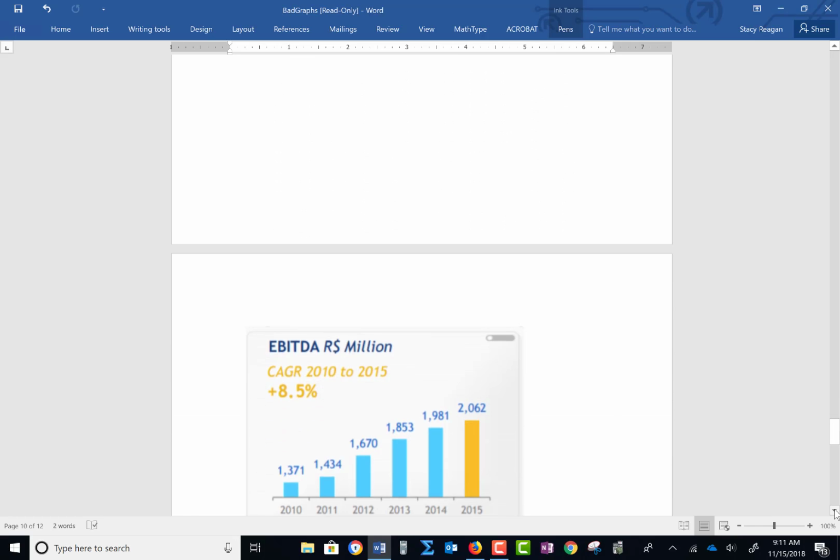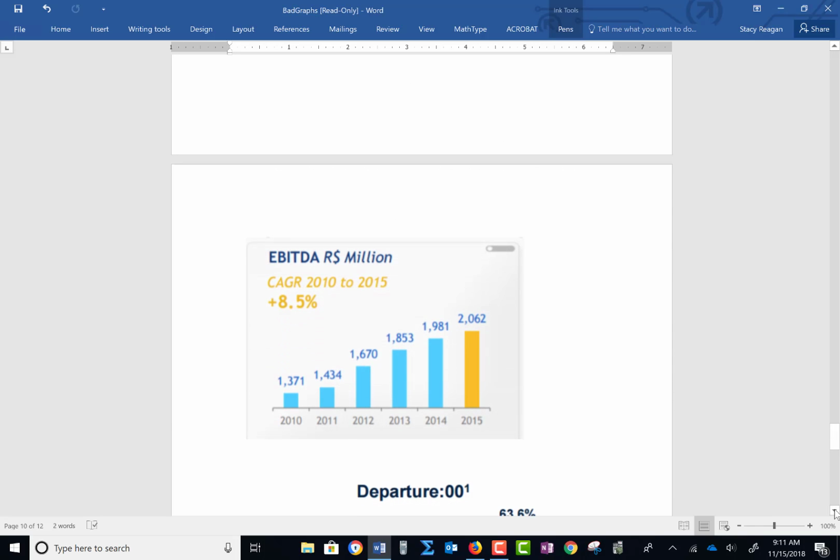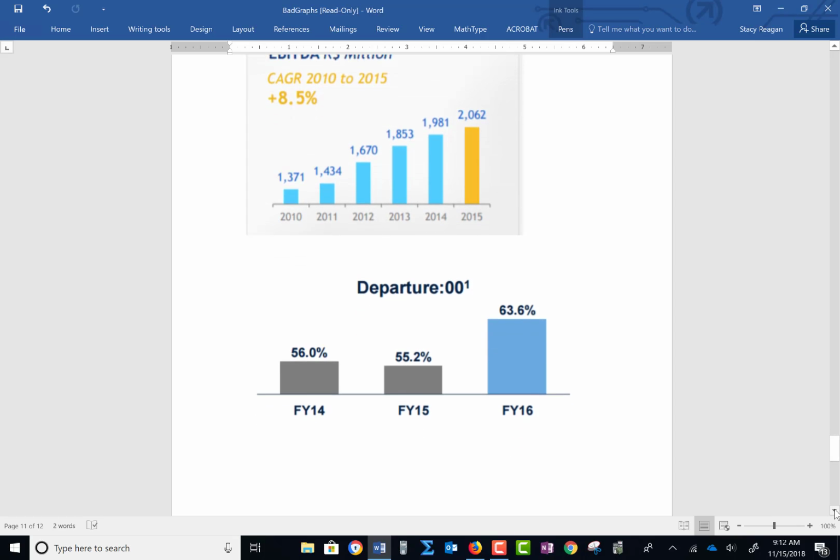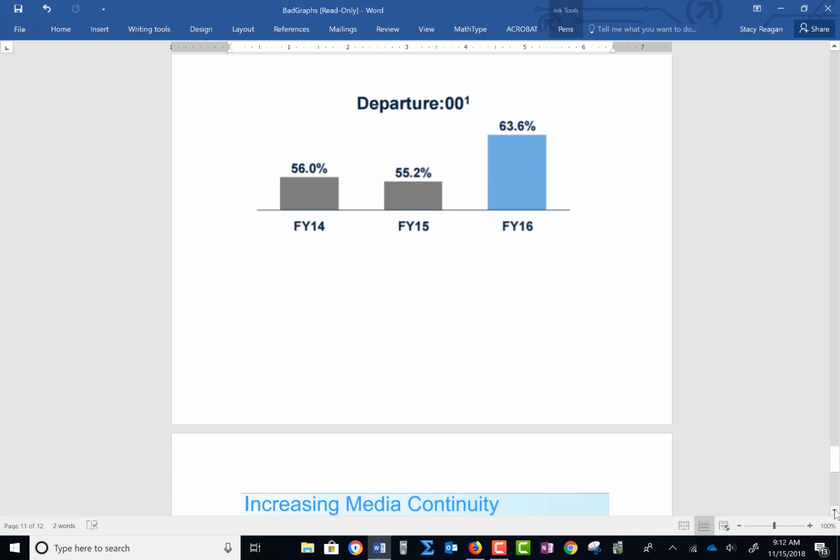Let's see what this one has. I don't have a vertical scale on that one. I don't know what these things represent because there's no vertical or horizontal axis. There's no titles there. If I look at this one, fiscal year 16, it appears that 63%, that bar graph is twice as big as the others, and 63 is not twice 55. So the scaling on that one is off.